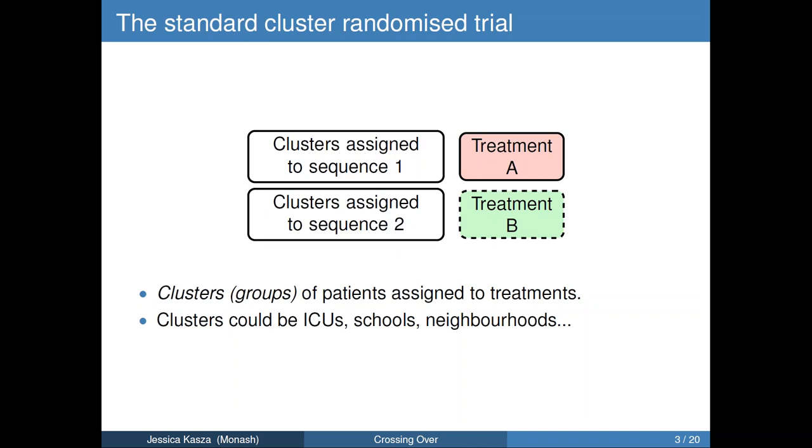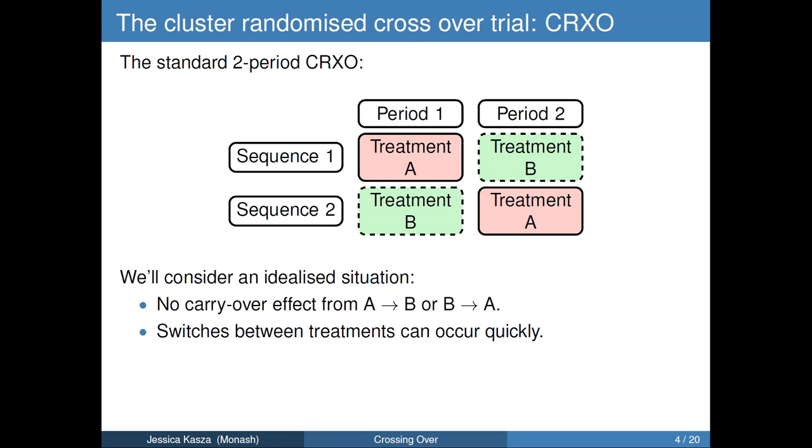So moving then over to the cluster randomized crossover trial. The cluster randomized crossover trial is really useful because it allows us to get back some of the power that we lose from clustering in the standard cluster randomized trial. The standard two-period cluster crossover trial looks like this. We've got clusters assigned to our first sequence. They start off in treatment A before switching over to treatment B. And clusters assigned to the second sequence of treatments start off in treatment B before switching over to treatment A. In this work, we're going to consider an idealized situation. We're going to assume we've got no carryover effect from treatment A to treatment B or from B to A, and that switches between treatments can occur quickly at the press of a button, the use of a checklist, something like this, something that we can change without any delay.